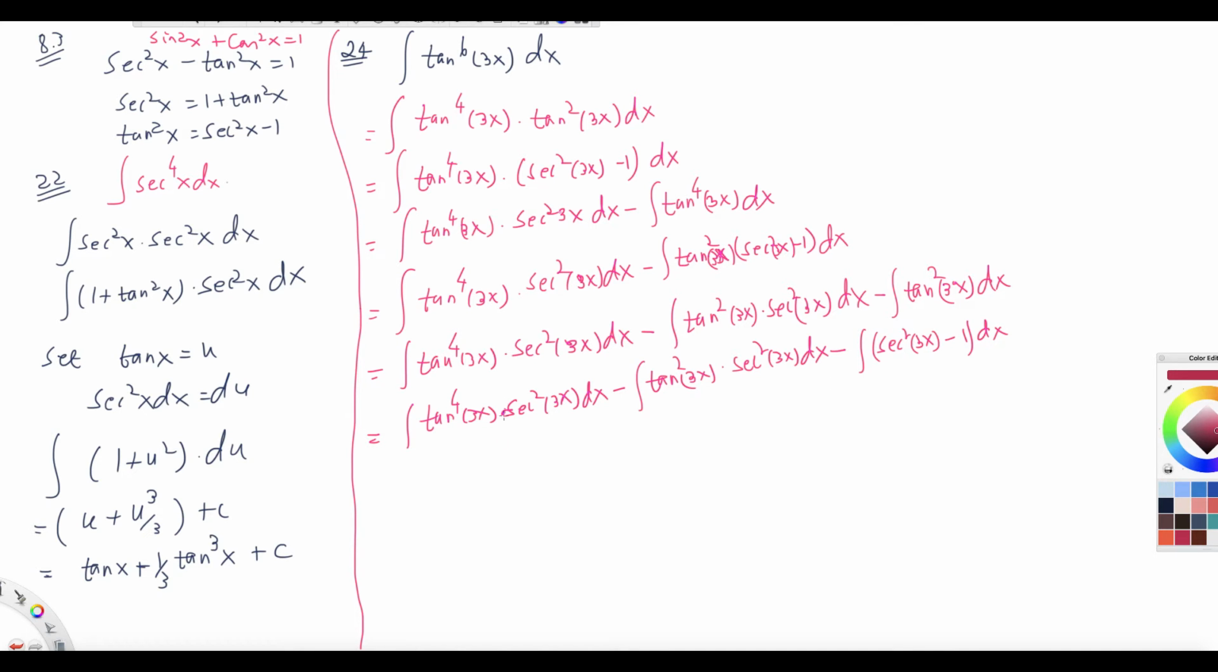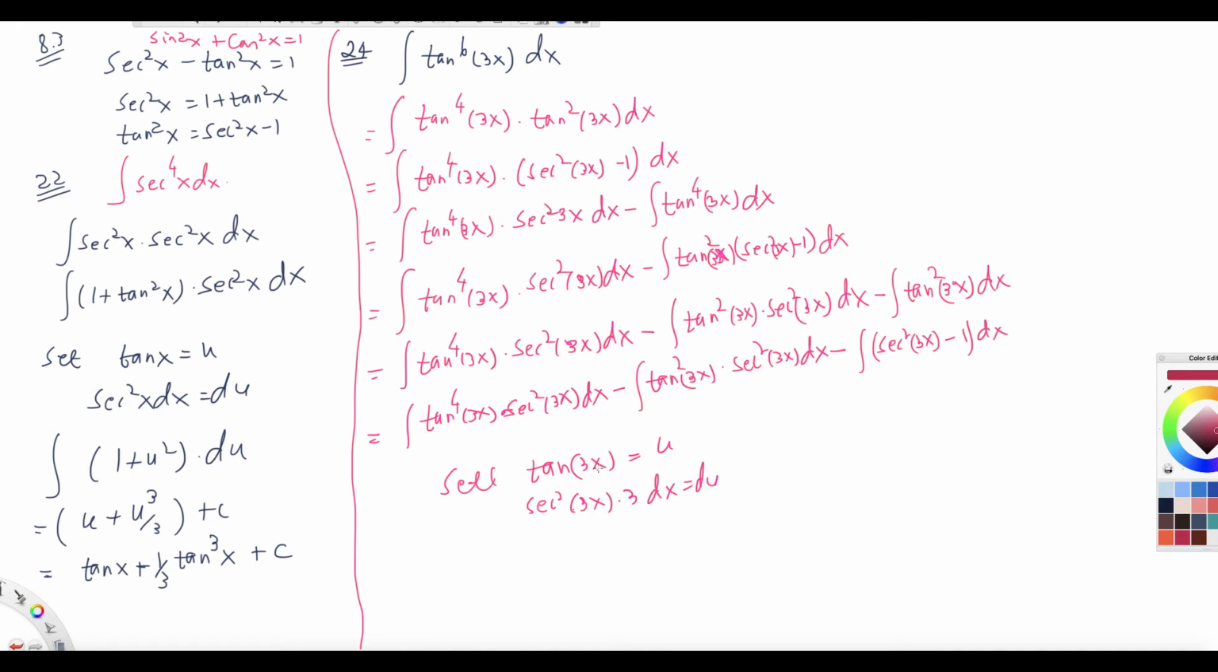Okay, now set tangent 3x equals u. Then what is the derivative? You get secant square 3x times 3 dx will be du, because what is the derivative? It is like tangent u, right? The derivative of tangent u is secant square u times u prime. That's why u prime is 3 there.